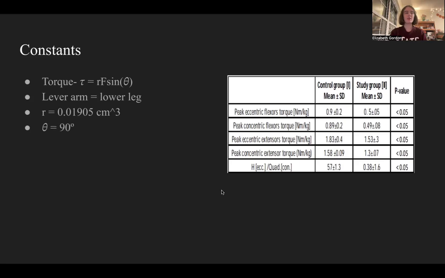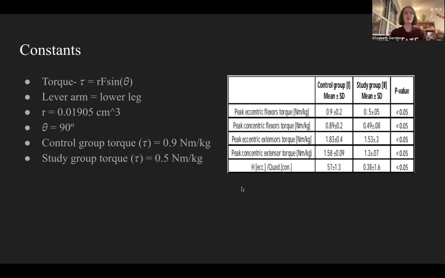Since we are evaluating the torque at a point of flexion, we will set the angle at 90 degrees. After this, we will set up two equations, one for the control group and one for the hypermobile study group. We will set the values of the torques as those provided on the table shown here. For the purposes of efficiency, we will ignore the uncertainty values and only use the constant values provided in the table. The value of the torque for the control group is 0.9 Nm over kg, and the value of the torque for the study group is 0.5 Nm over kg.